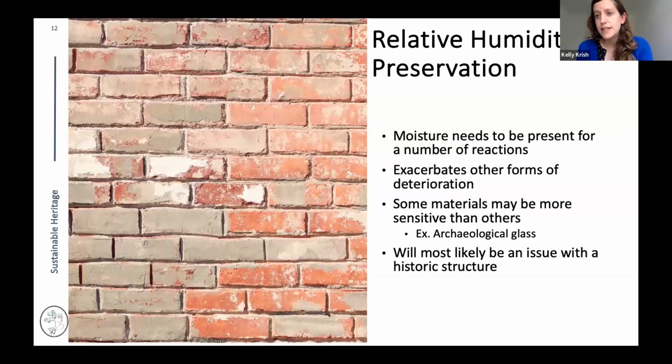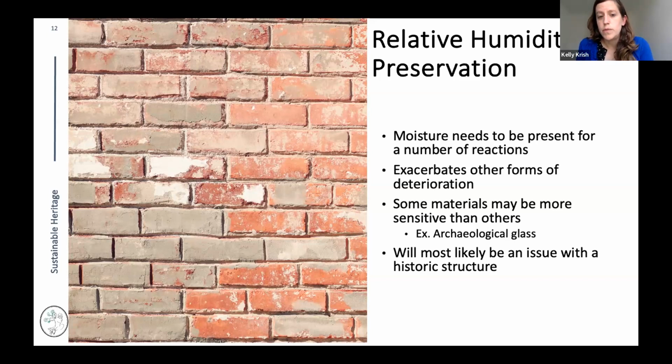From a preservation perspective, in terms of how it can damage collections, moisture is needed for a number of reactions, and the more moisture that's present, the more of that reaction can occur. It can also make other forms of deterioration worse. So again, at higher levels of relative humidity, we do often see more pest activity, and again, pollutant and light damage, all of those things can be made worse at higher levels of relative humidity. Some objects may be more sensitive than others, and for example, archaeological glass or certain mineral specimens, for them, it might be damaging to even be above 45%, for example.